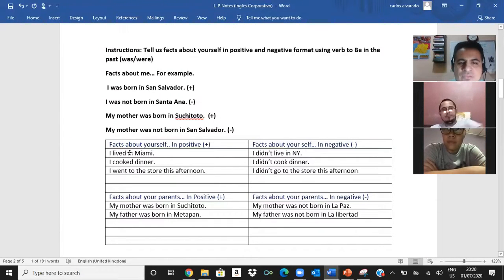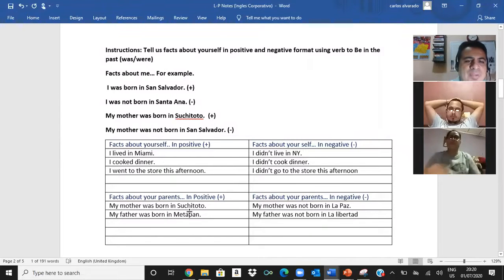Something about myself, facts about myself. I lived in Miami. I didn't live in New York. I cooked dinner, positive. I didn't cook dinner, negative. I went to the store this afternoon, positive. I didn't go to the store this afternoon, okay?